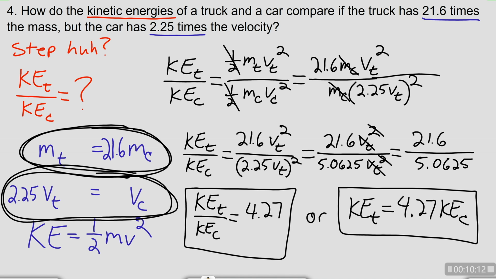And I kind of like this way because what this idea is telling you is that the kinetic energy of the truck is 4.27 times the kinetic energy of the car. It's the exact same idea as the first thing. It just logically makes a little more sense. The concept's a little easier to see if you write it that way. So hopefully that helps.